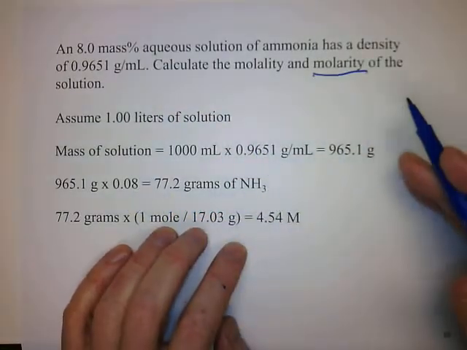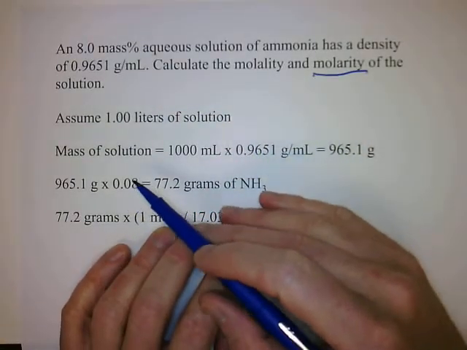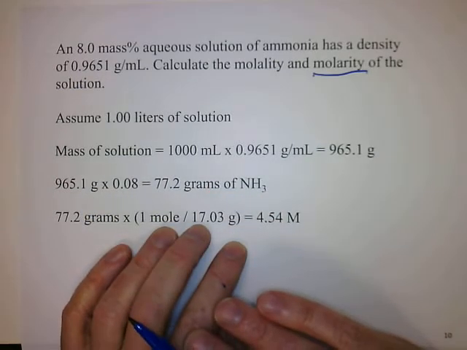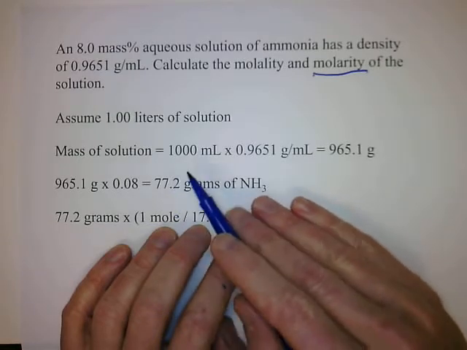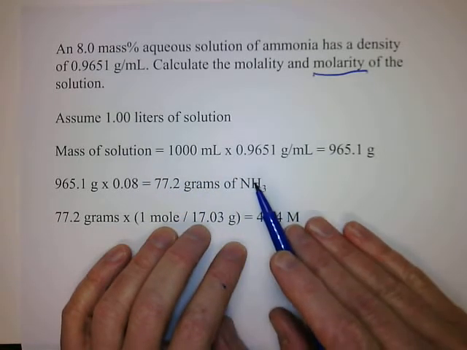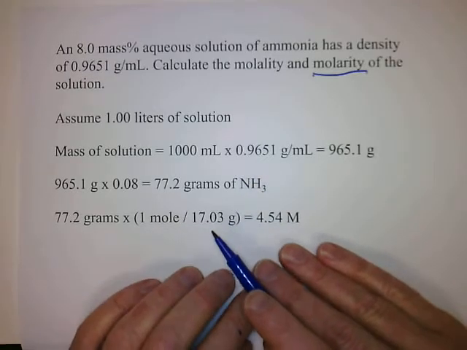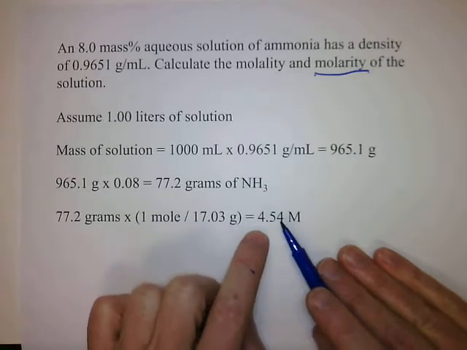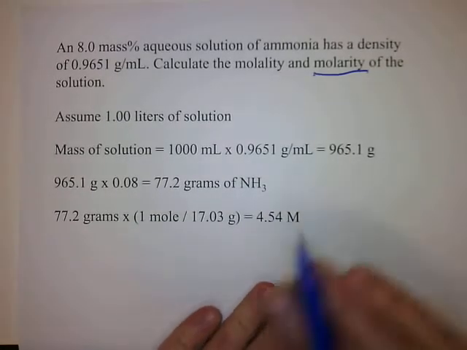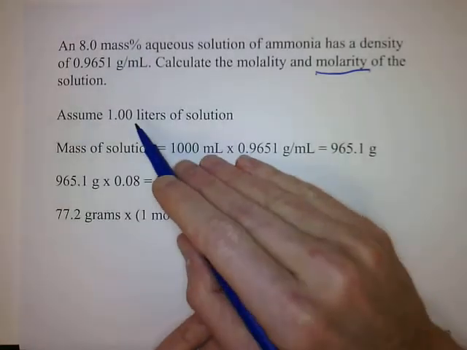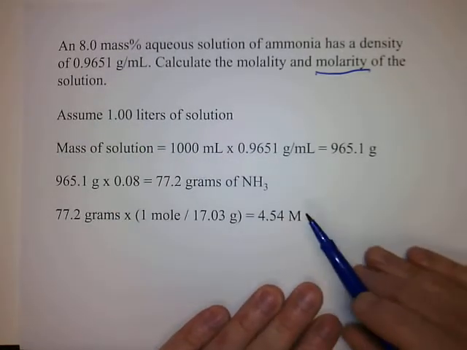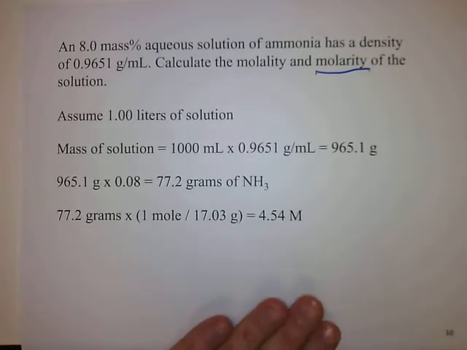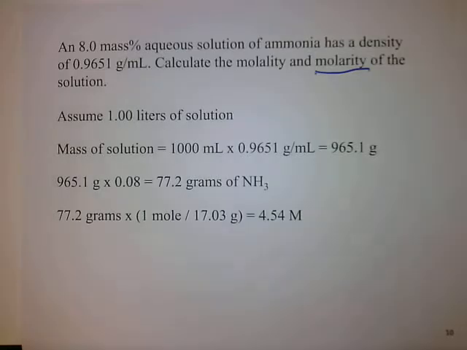You can probably guess where we're going next, which is to take 8%. Now we work it like the previous problem. You take 8% of the 965.1, and that's 77.2 grams. Then you divide that by the molar mass of ammonia. So you turn out you have 4.54 moles, which is basically a 4.54 molar solution, because we assumed a liter of solution. And one more time, that uppercase M, that molarity, is moles of solute per liter of solution.